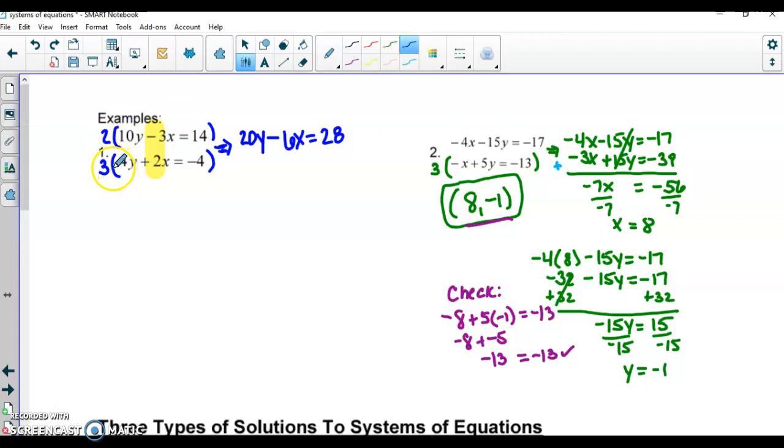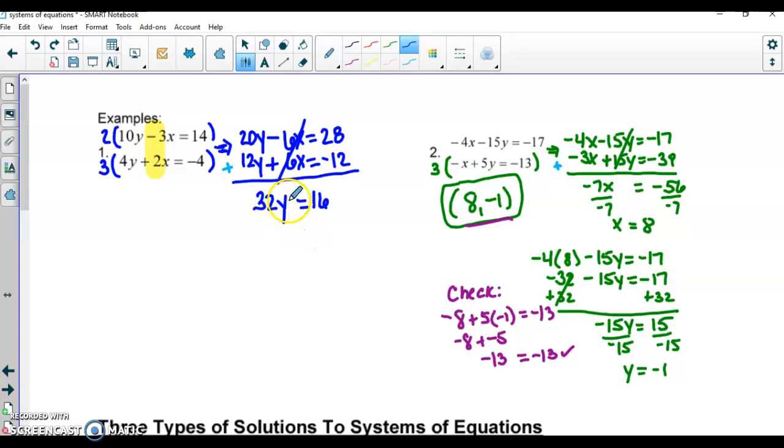Multiplying the bottom equation by 3: 3 times 4y is 12y plus 3 times 2x is 6x. And 3 times -4 is -12. Now when I add my two equations together, I can see here my x terms are going to add out to be 0. So when I add 20y and 12y, that's 32y. 28 and -12, 28 minus 12 is 16.